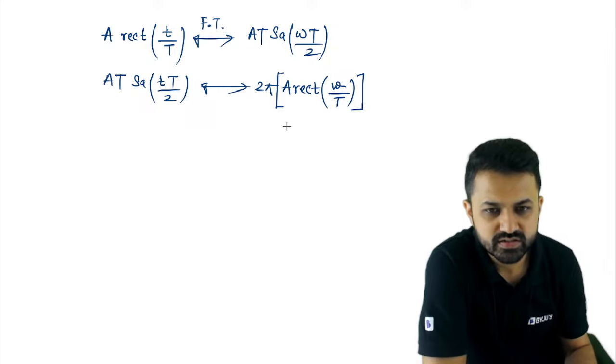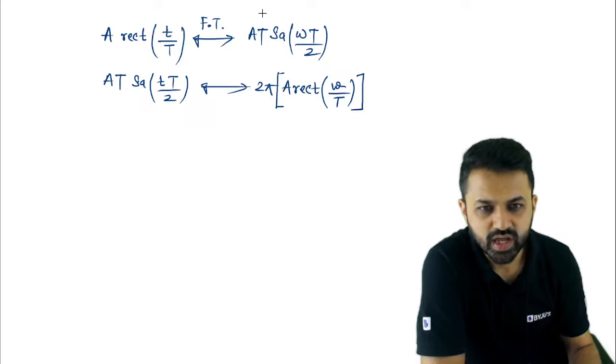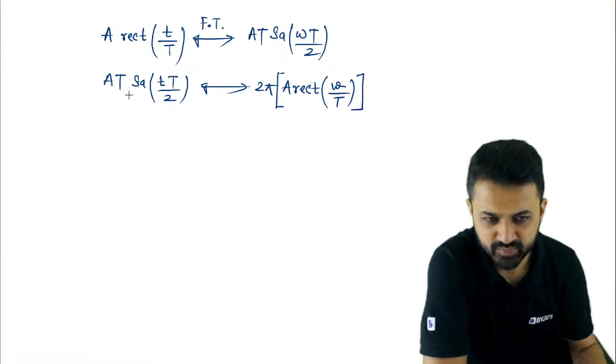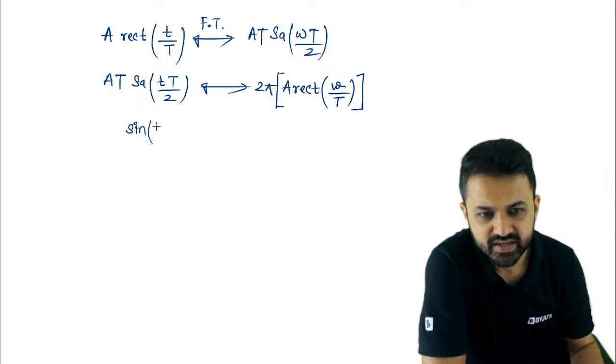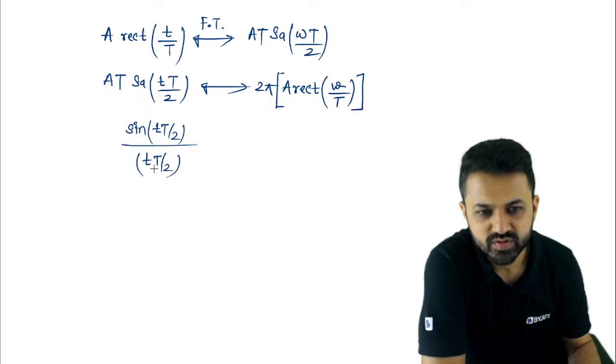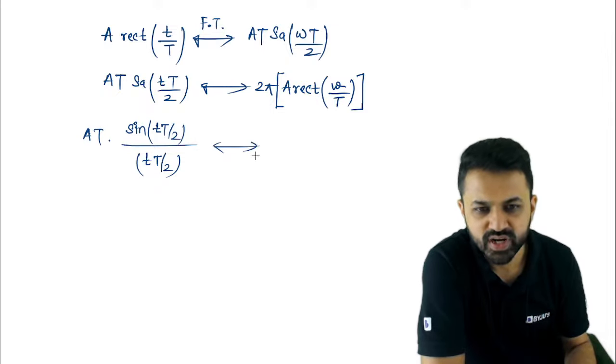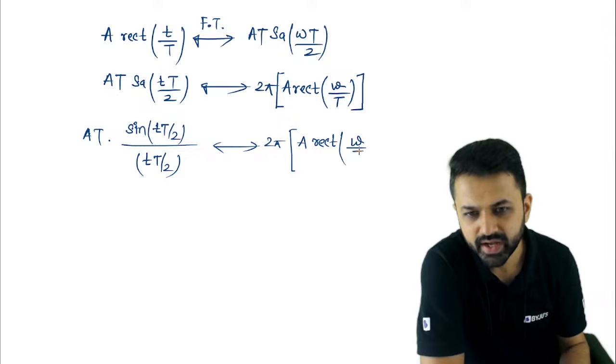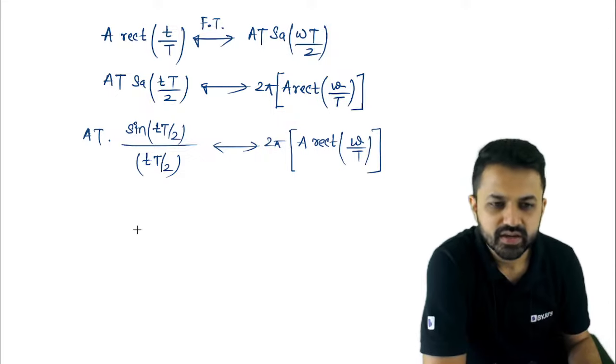Okay, Akansha? Now in this question we have sin t upon πt, suppose, right? So sampling is nothing but sin(tT/2) divided by tT/2, and we have a T. So its Fourier transform will be 2π a rectangular function of ω by T.